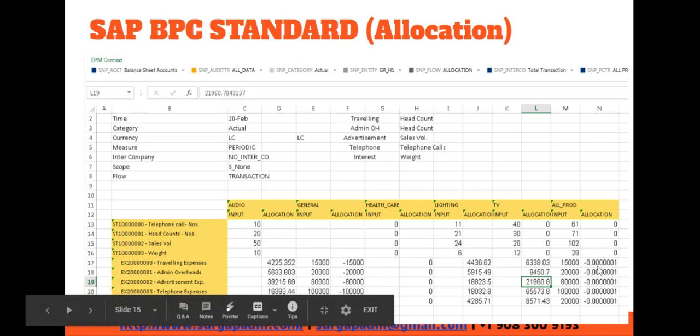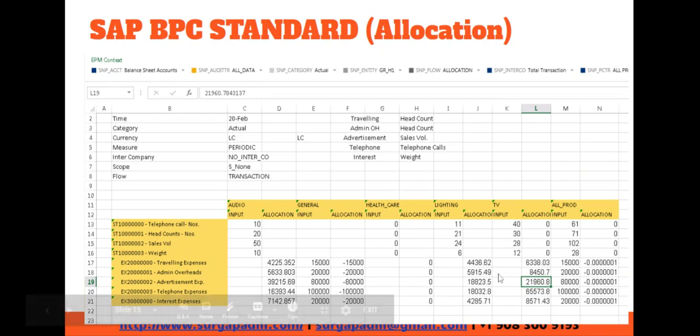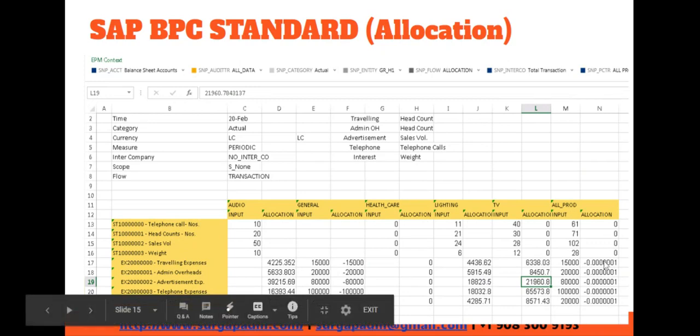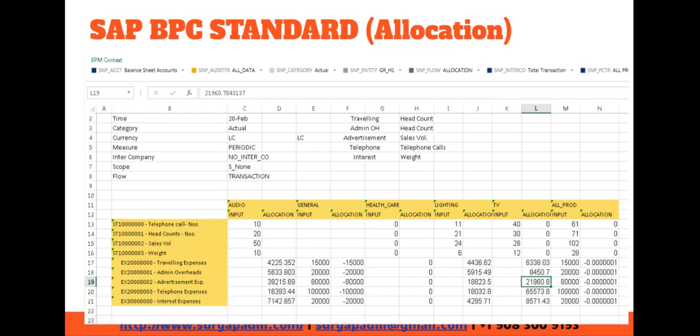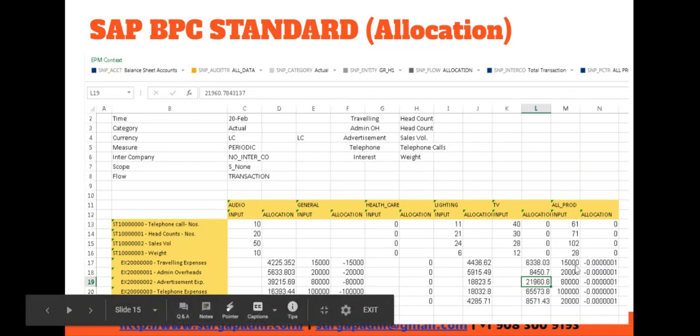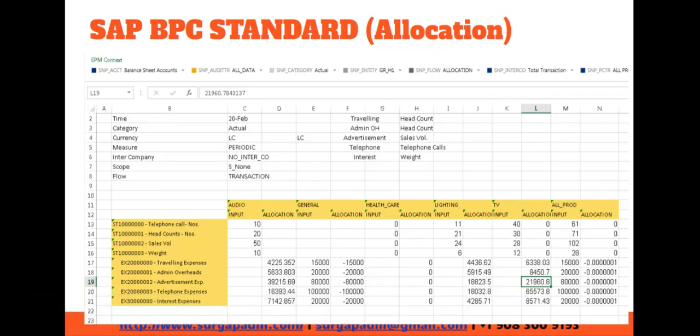At the end, the allocation total was zero because the negative figure is coming from the general profit center, and the positive figures are coming from the other profit centers. So the allocation total was zero, and input is 15,000 because this column is the sum of all the input columns of all the profit centers. Now you can see how you can define the process based on statistical key figure, and how you can allocate it.